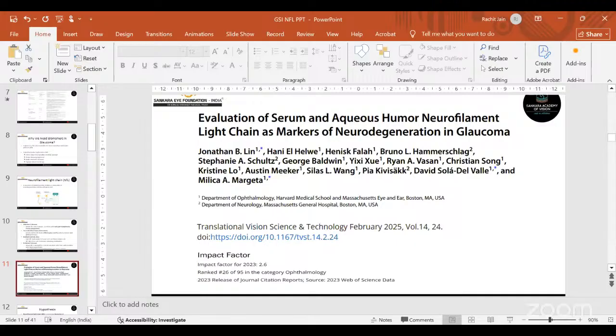So the topic of this article is the evaluation of serum and aqueous humor neurofilament light chains as a marker of neurodegeneration in glaucoma. This study was done by Jonathan B. Lin et al. at the Department of Ophthalmology, Harvard Medical School, Massachusetts Eye and Ear, Boston, United States of America, with the Department of Neurology, Massachusetts General Hospital, Boston, United States of America. It was published in Translational Vision Science and Technology, in their February 2025 edition, volume 14. The impact factor for the year 2023 was 2.6.